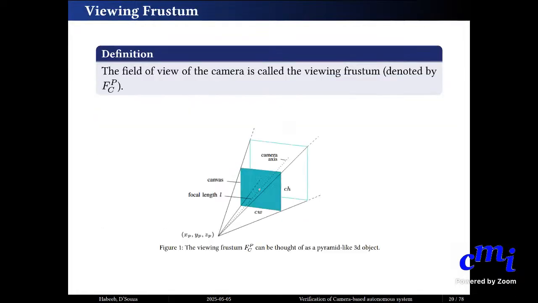The viewing frustum is the area in the 3D scene which our camera can see. That is this 3D pyramid shape. This is the only region in the 3D space which is visible to the camera. We are assuming that there is no near plane or far plane, that is, the camera can see infinitely far as the environment goes.